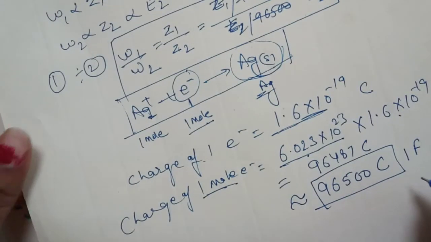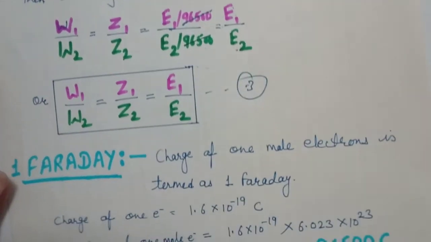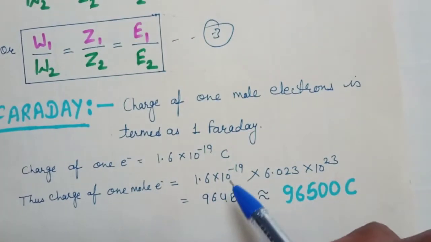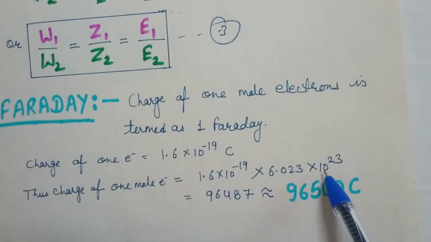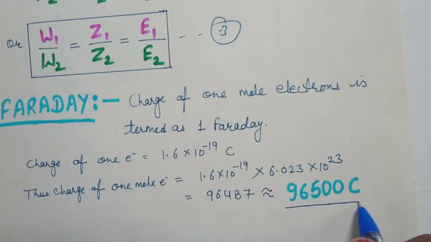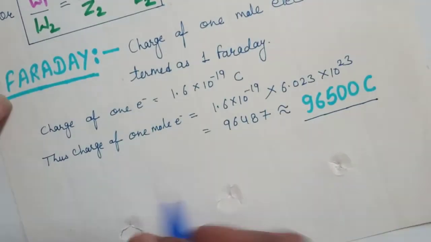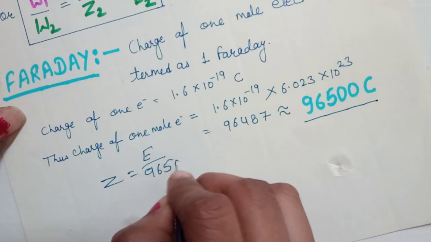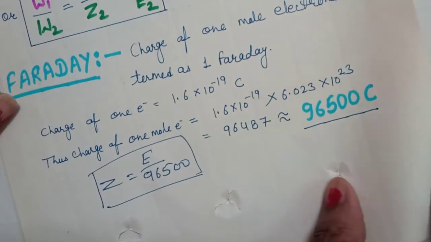This value is known as 1 Faraday. Faraday is the unit of charge. The charge of 1 mole of electrons is termed as 1 Faraday. The charge of 1 electron is 1.6 into 10 to the power minus 19, and multiplying by the Avogadro number gives 96500 coulomb. Clear? It is also clear that Z is always equal to E upon 96500. This is a very important formula for the calculations or numericals.